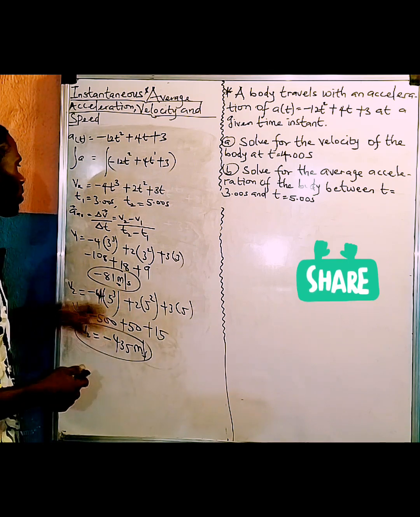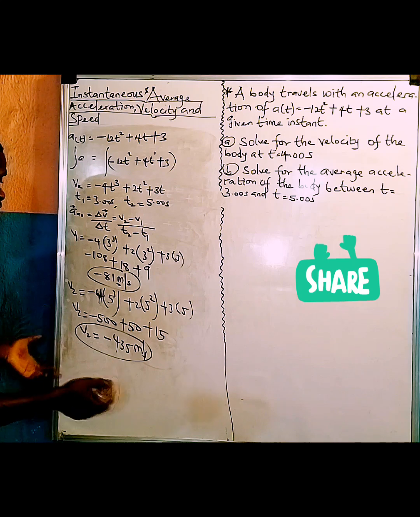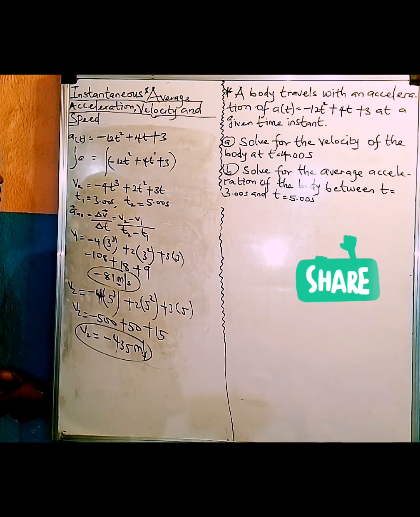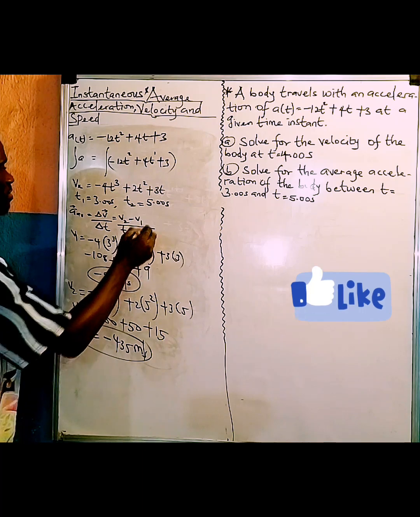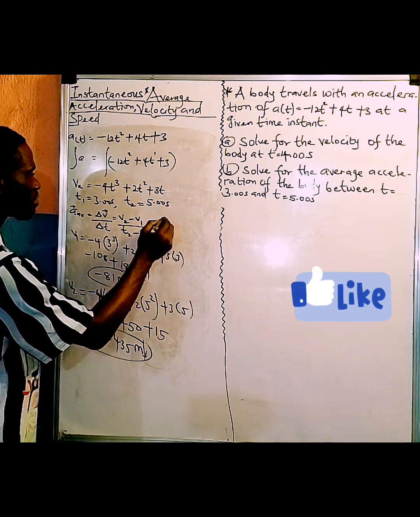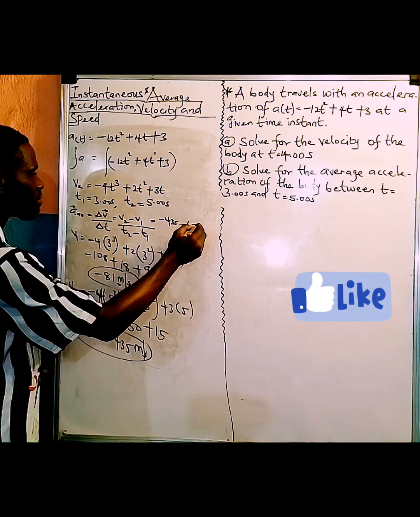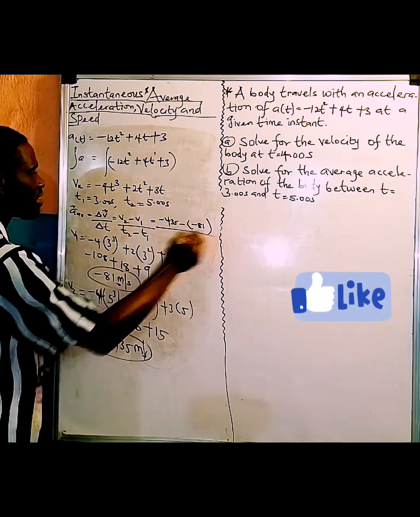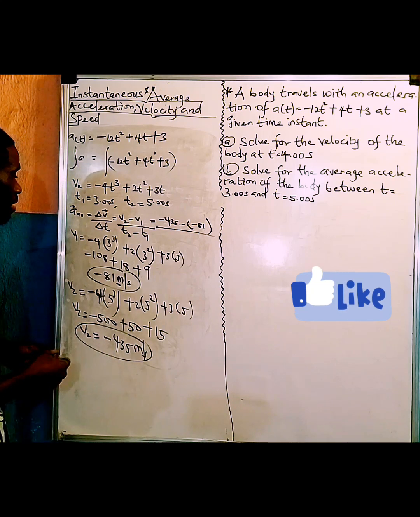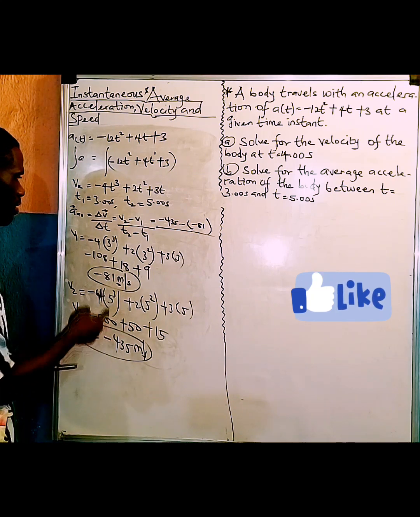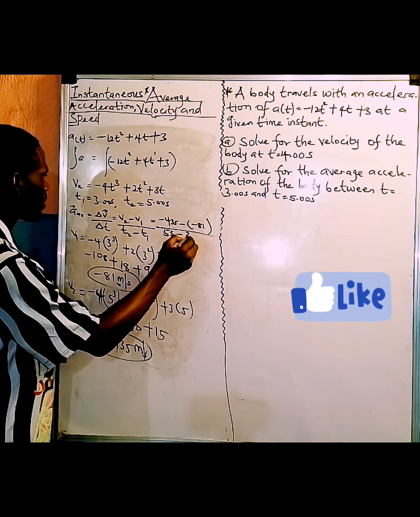So how do we solve for the average acceleration? Average acceleration is very easy for us to solve for since we have all our parameters already. So that's going to be velocity 2 minus velocity 1 over time 2 minus time 1. So what's velocity 2? Velocity 2 is minus 435, minus velocity 1, which is minus 81. You need your mathematics skills to understand what we're doing. So what's time 2? Time 2 is 5 seconds, minus time 1, which is 3 seconds.